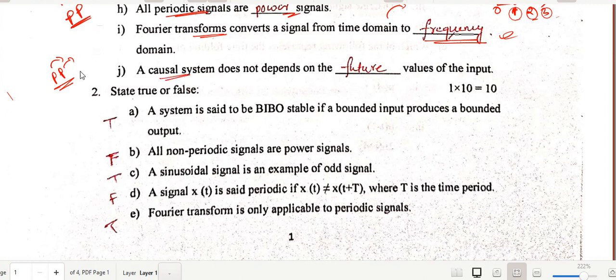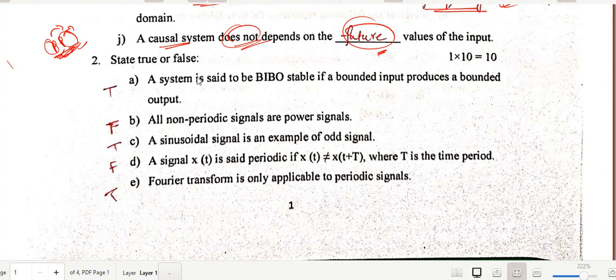A causal system depends on present and past input values. But here we have to write what a causal system does not depend on. If they were asking what a causal system depends on, you could say present and past. But here they are saying does not depend on, so does not depend on what? Future. A causal system depends on present and past values, and does not depend on future values.